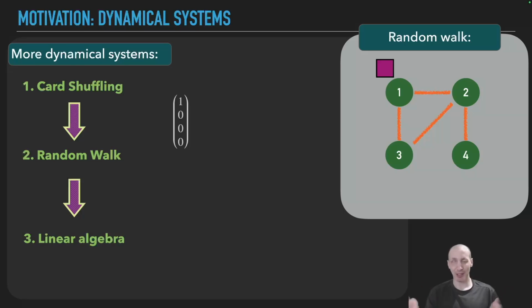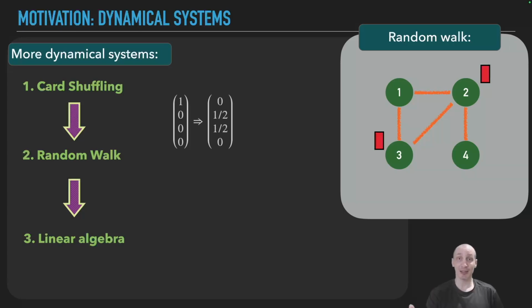Now, instead of thinking about just one person doing it, let's think about it as a whole population. It's 100 people on the first vertex. And then we split them in half. And half of them go to the second vertex and half of them go to the third vertex. So this is again another state of our random walk. And again, we can model this using a vector, right? We have 0, 1/2, 1/2, and 0, because 0 of the population is in the first vertex and the fourth vertex, and half of the population is in the second vertex and in the third vertex.